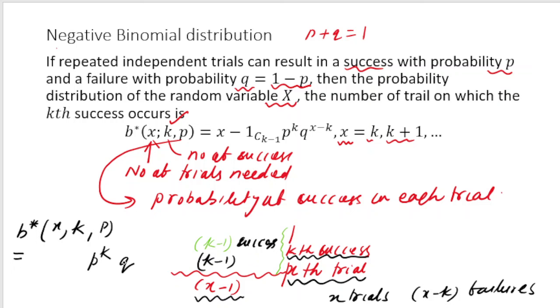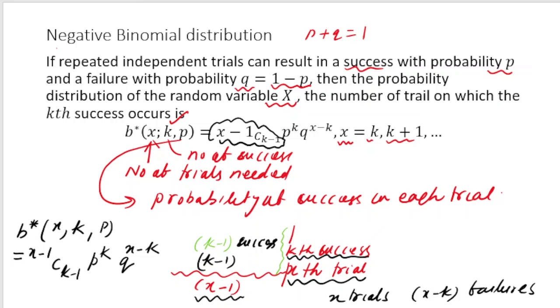The probability of one failure is q, so x minus k failures will be q multiplied x minus k times. Now how does this x minus 1 c k minus 1 come? It comes because if you have to choose k minus 1 successes in x minus 1 trials, that can happen in x minus 1 c k minus 1 ways, right?